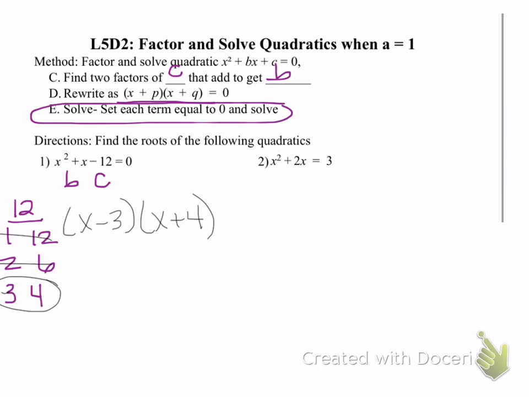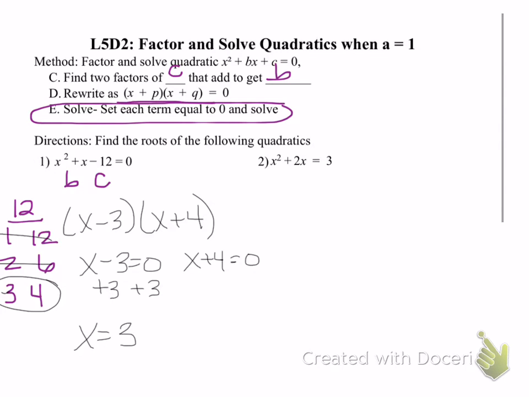This is what we did yesterday. We're taking it one step further to find the zeros of this quadratic. So we're setting both of these equal to 0: x minus 3 equals 0, x plus 4 equals 0. Our next step is to solve for x. If I want to get x by itself in the first one, I need to add 3 on both sides, and 0 plus 3 just gives me 3. So my first zero is at 3.